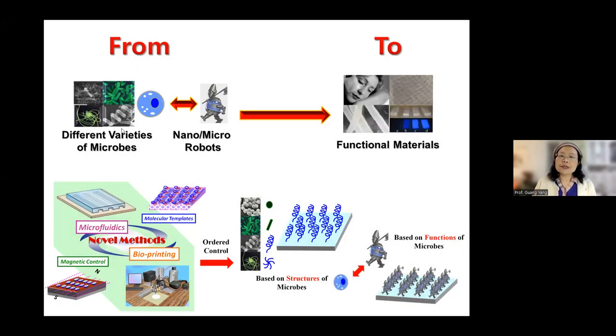Different microbes are a kind of nano or micro robot, and based on that we can obtain functional materials. For biofabrication, we established new methods to control the bacteria: we can use microfluidics, molecular templates, magnetic control, or bioprinting. Then, based on structure or function, we can establish different systems.